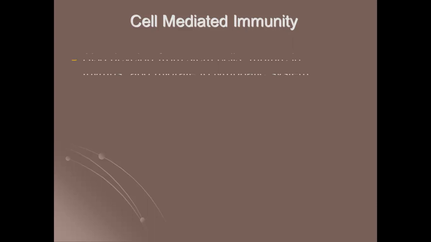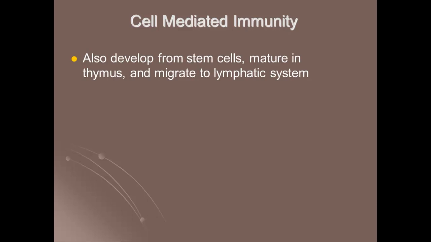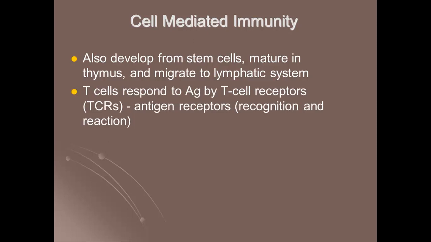Cell-mediated immunity also develops from the stem cells. However, we know that T cells mature in the thymus. So they start out in the bone marrow, then they travel to the thymus where they mature, and then they migrate to the lymphatic system. T cells respond to intracellular antigens. So they respond to antigens by T cell receptors. TCRs are antigen receptors that are responsible for recognition and reaction. Remember, they are antigen specific, just like the B cells.